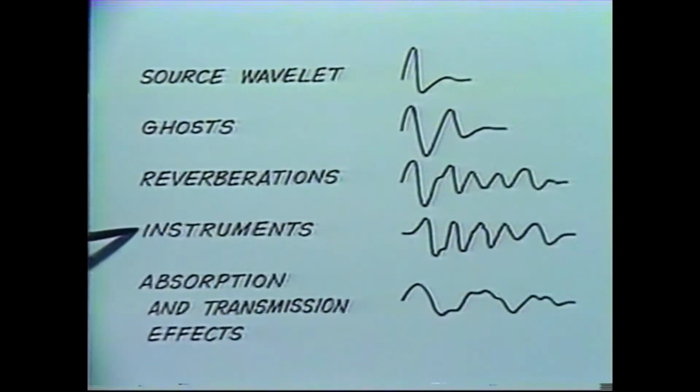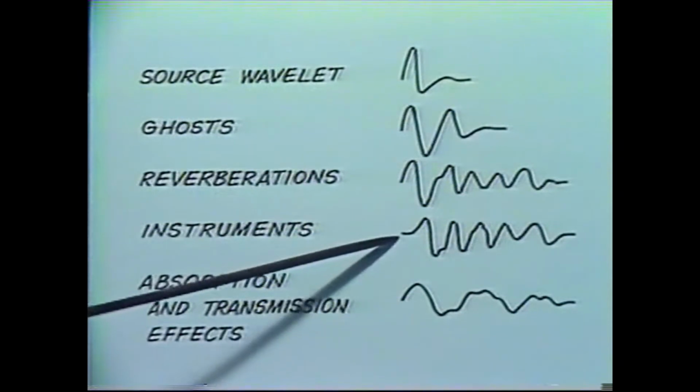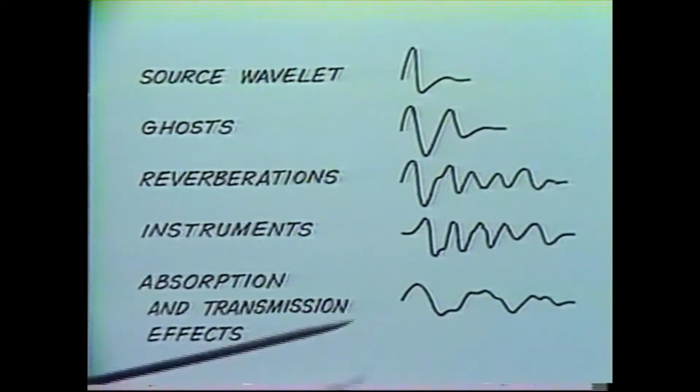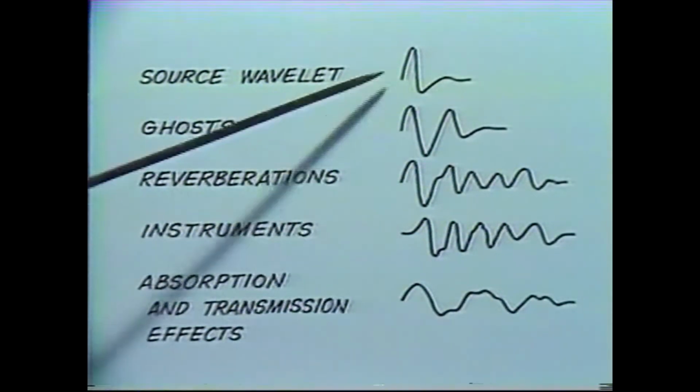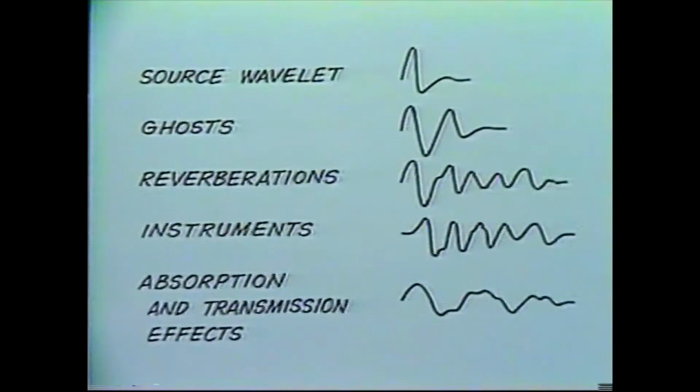The effects of the recording instruments themselves narrow the bandwidth to some extent and make the wavelet look more complicated. And some time variant effects like absorption and transmission losses further reduce the bandwidth so that the total effective shot pulse is this very long and broad wavelet in the time picture rather than the sharp pulse that originally came out of the air guns or from the dynamite blasts, etc. What are the effects of all these distortions on the seismic trace?